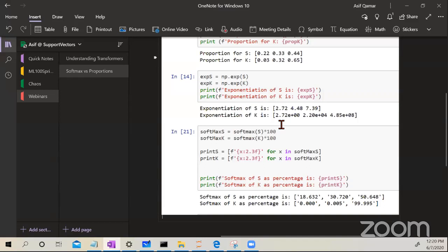When you look at K, all of a sudden you notice that this is 2.7. This is close to 22,000, I believe. Is it 22,000? Yes, 22,000. And this is a huge number, 4.85 into 10 to the 8, right? What is it, about 480 million or 485 million or something like that? So this value begins to stand out then.